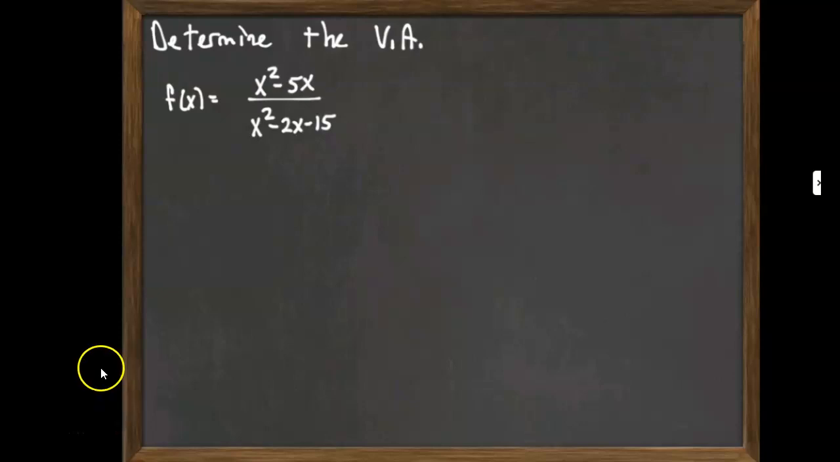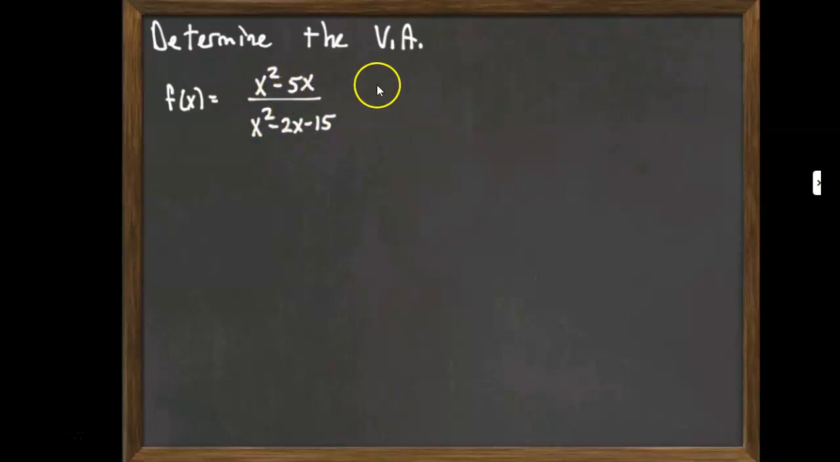In this problem here, we are asked to find the vertical asymptote of this rational function, f of x equals x squared minus 5x over x squared minus 2x minus 15. To me, the simplest way, or the best way to find the vertical asymptote, is to begin by taking the algebraic fraction and trying to see if you can cancel out any common factors. So that means we need to take our numerator and denominator and go ahead and factor it.